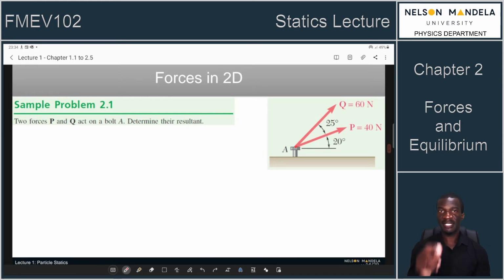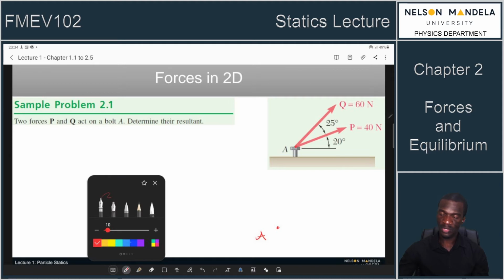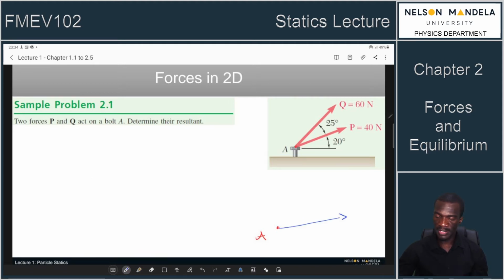So the first thing is for you to just come up with a free body diagram. You've got your point A at which you've got the forces that are acting. So the forces are force P and force Q. Q is given with its magnitude. P is given with its magnitude. Obviously, with all your work, you need a reference frame.